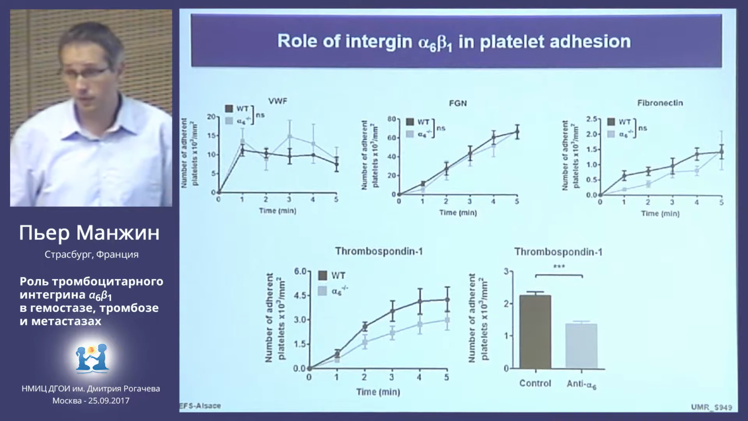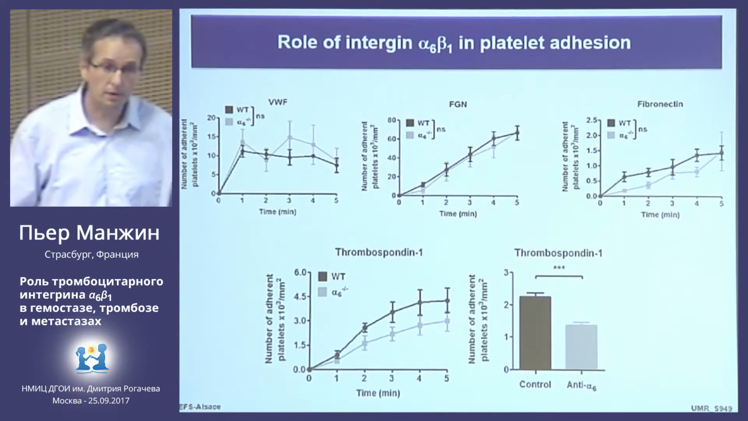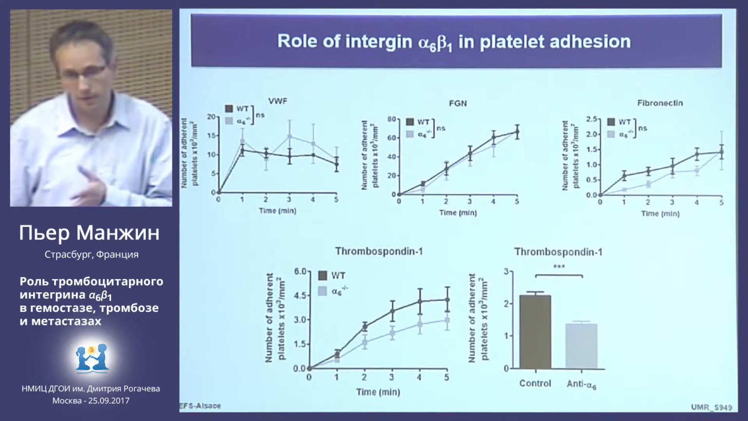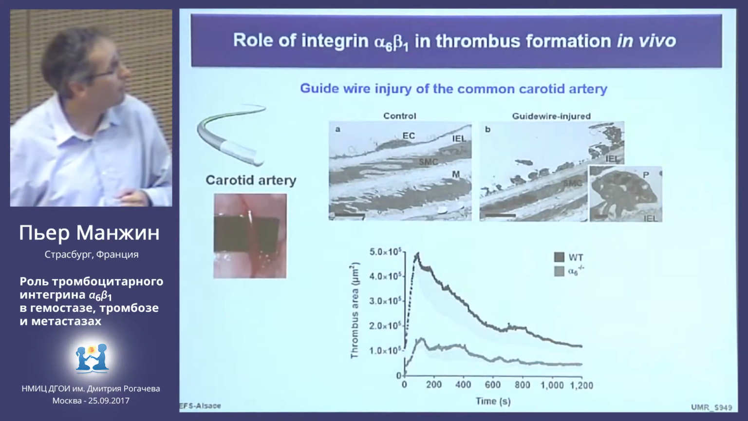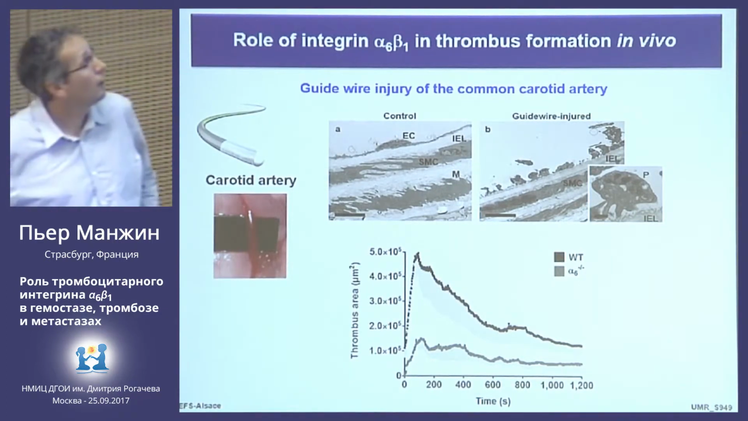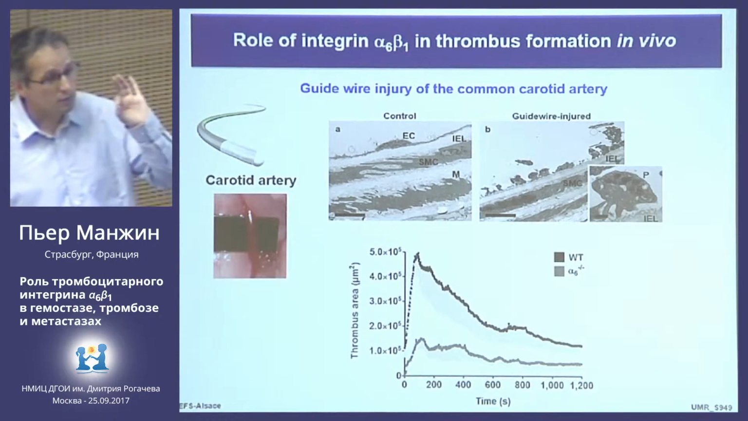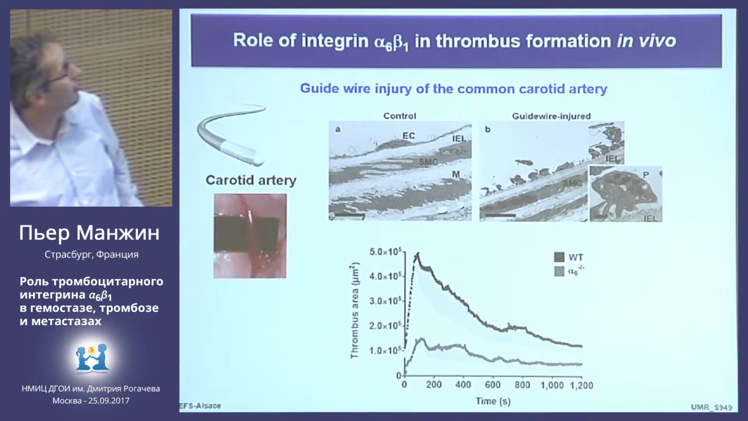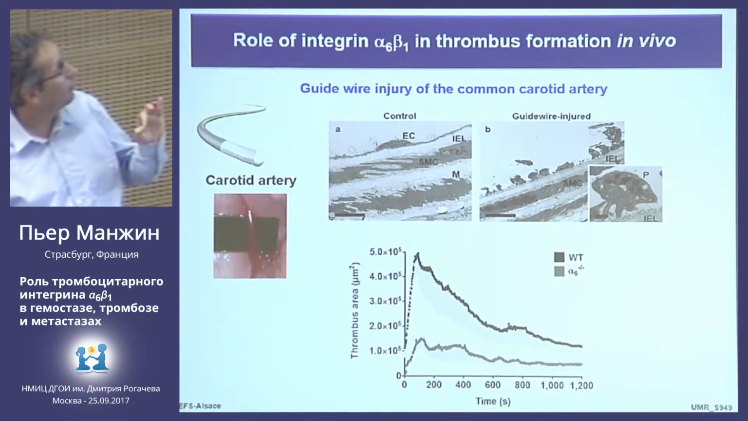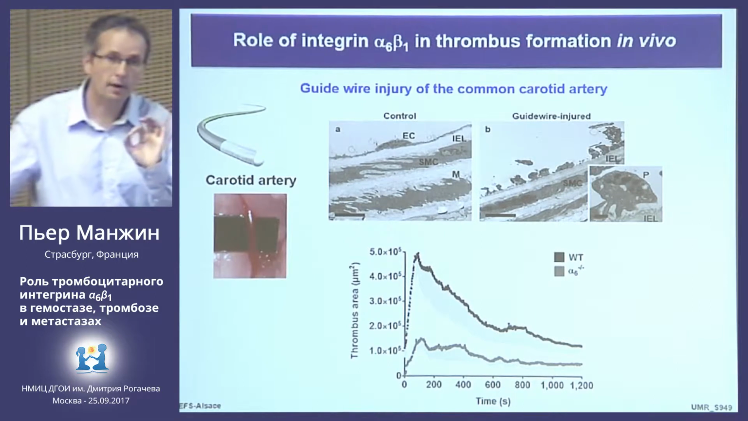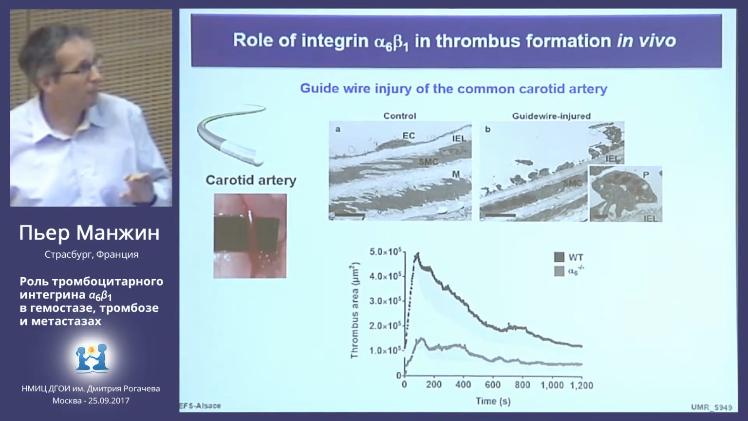Okay, so after this characterization, we went then back to the main question, which is, what is the importance of α6β1 in thrombus formation? And for this, we developed a mechanical model, inducing an injury in the carotid artery with a wire. And what you do here is you insert the wire in the carotid artery, move it back and forth a couple of times.